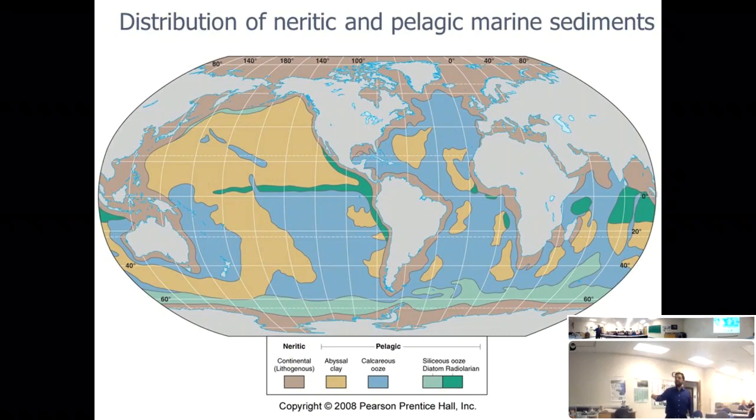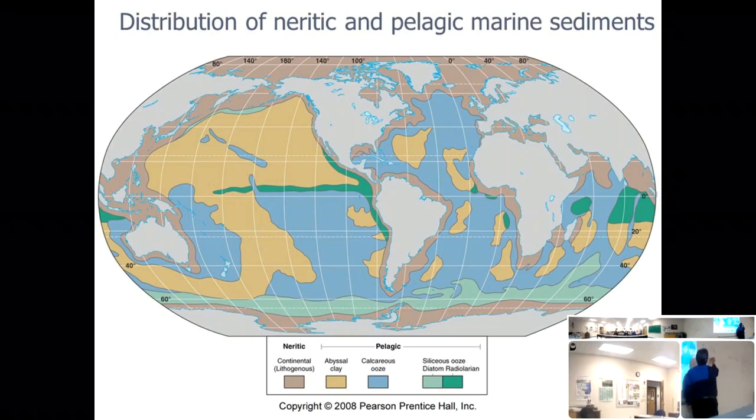So you can see the green represents where the silica-bearing diatoms are dominant, and the blue represents areas where things like coccolithophores or foraminifera are dominant. They're the calcium-bearing ones. So just a reminder, what are those shells made out of? They're either made out of calcium carbonate or they're made out of silica. Those are the two kinds.